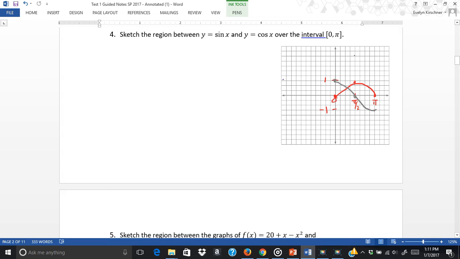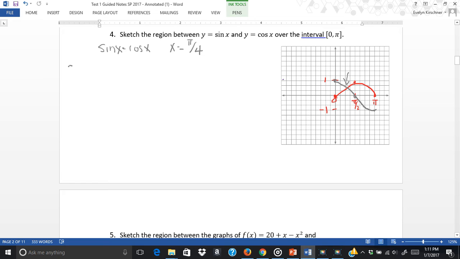So if I'm looking at the interval, I need to know there's two different parts. We're going to do dx here, but I have two different places, and I need to know where they are equal. So when is sine x equal to cosine x? Because that's our point of intersection right here, because we're going to have to switch which is on top. Well, we know that that's always when x is pi over 4 in the first quadrant.